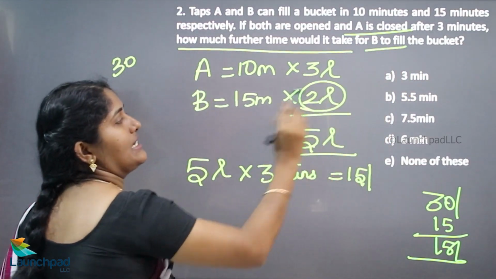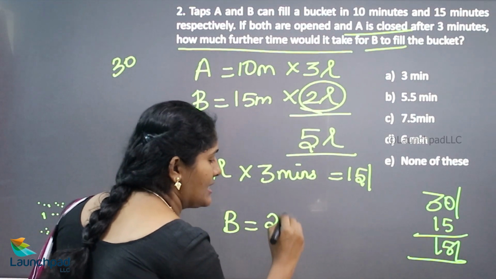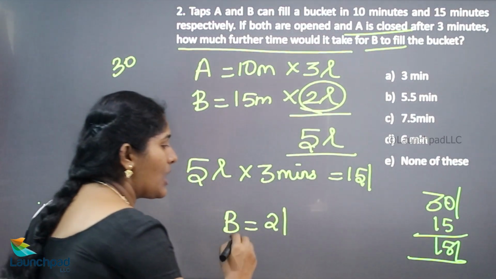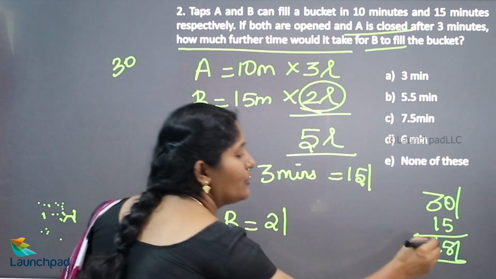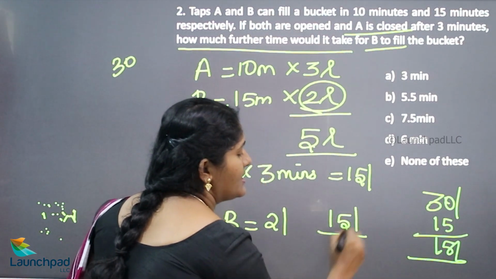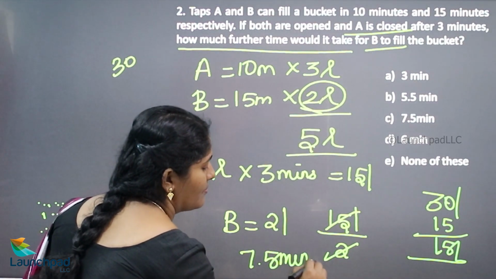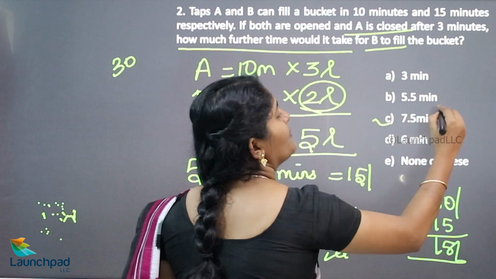B's capacity is 2 liters per minute. Now B alone can fill the remaining 15 liters in 7.5 minutes. So the answer is option C.